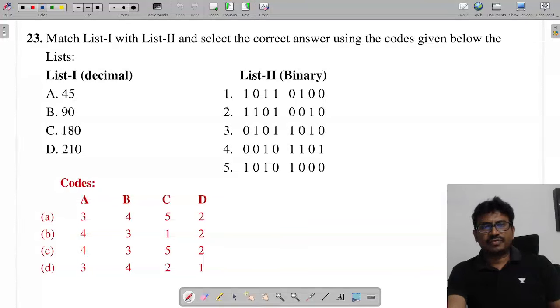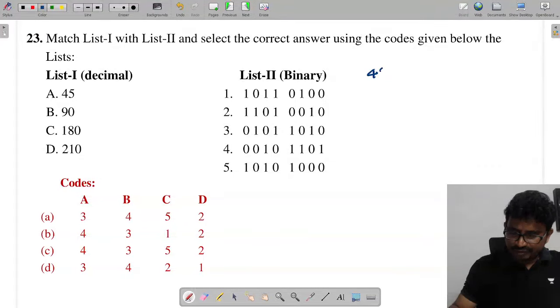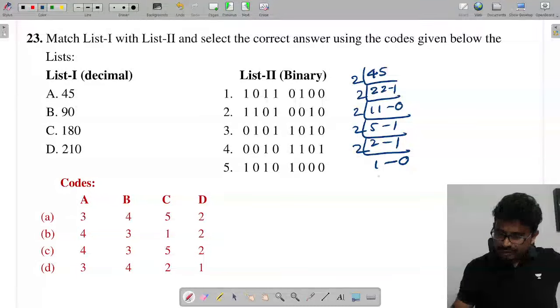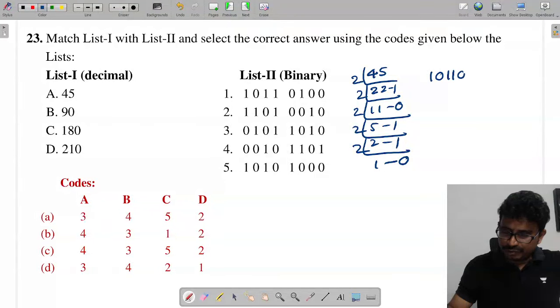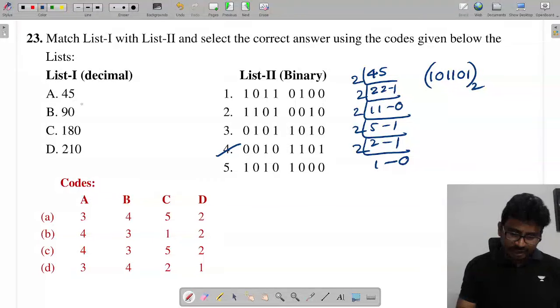Next, a decimal value, and we need to match it to the binary value. It is the normal, simple one. So tell me, the decimal value 45 we should convert into binary. So this is 45, simply successive division: 2 2 1, so this is 2 1 1 0, that is 2 5 1, 2 2 1, and 2 1 0. So we can say 101101, this is base 2. So what is the option? You see this here, two options are there.